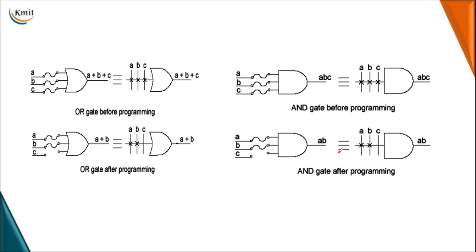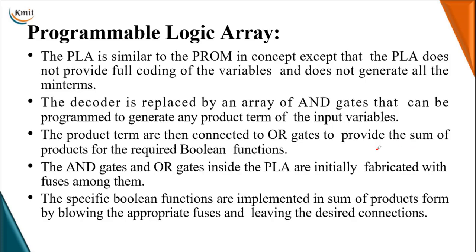But here, when you program it in order to obtain AB, you have to blow the C. So the C input fuse must be blown. When you have blown the fuse of the C variable, there is no connection between that C variable and the input of your AND gate. Hence, it will only implement the product of the first two variables, which are A, B.